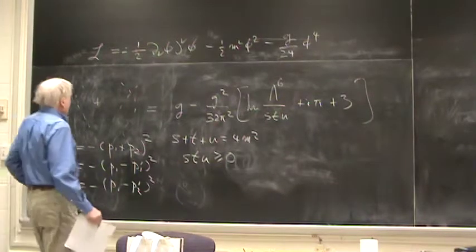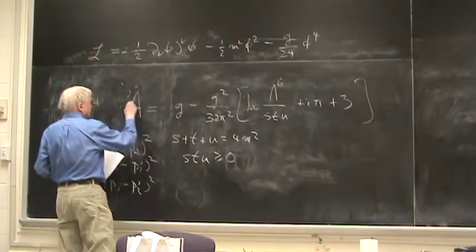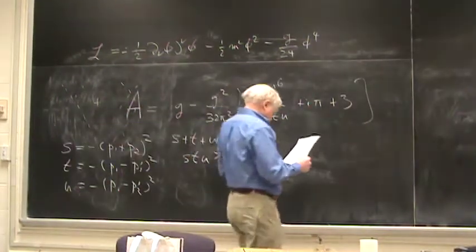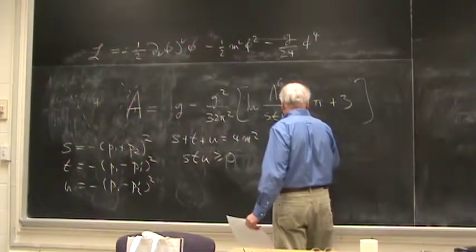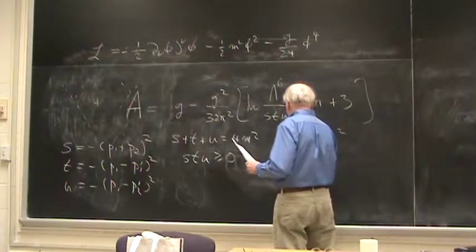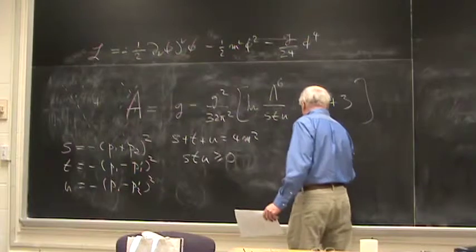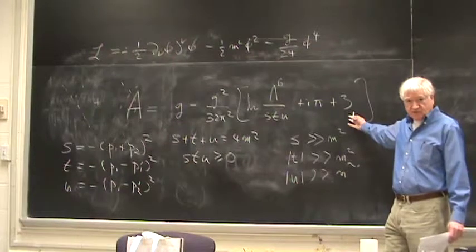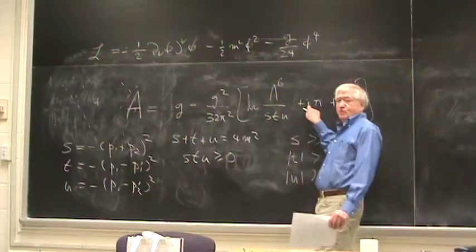So I took Weinberg's formula for the amplitude and took the limit in which S is positive. S is much greater than M squared, and absolute value of T is much greater than M squared, and absolute value of U is much greater than M squared. So in this case, the amplitude takes this form. All right. There's a minus sign here, that's why there's an I pi.